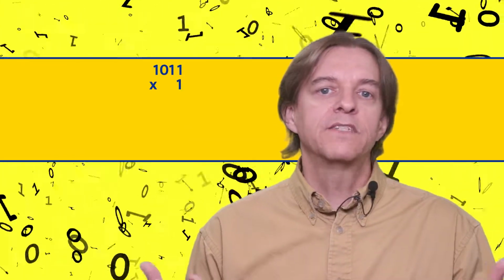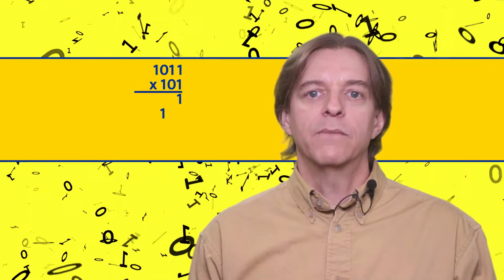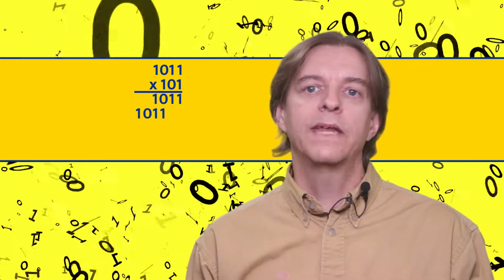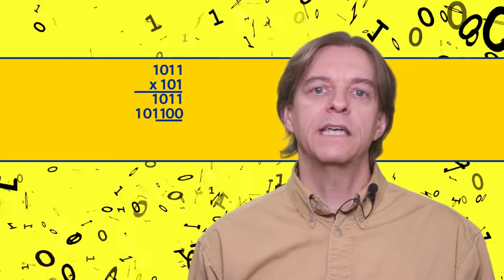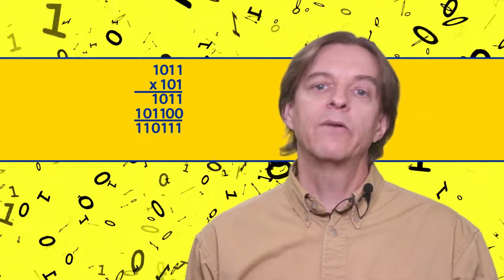As an example, we'll take this random number and multiply it by this random number. We write down the first number with the units under the second number where the columns contain 1s. We can add placeholder zeros if it makes it easier to keep track of the columns. And then we just add.